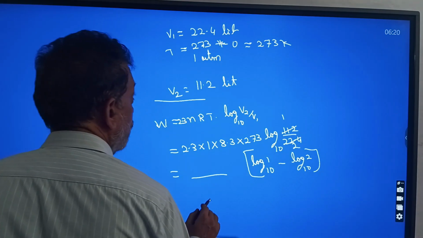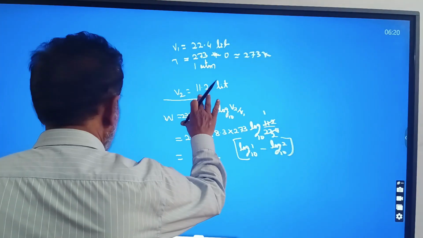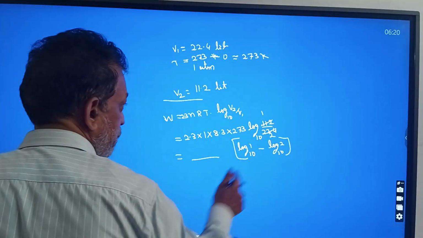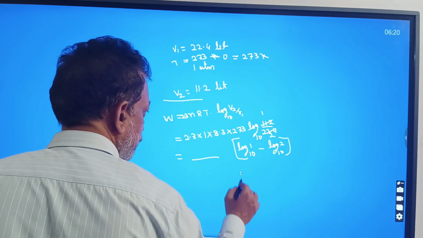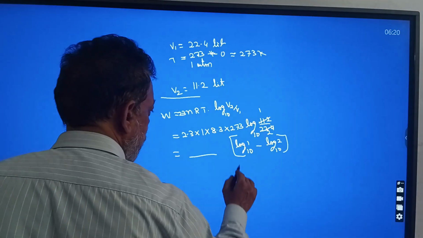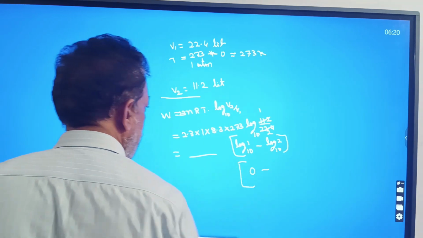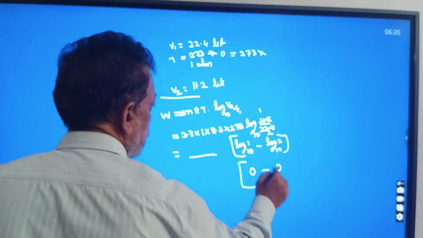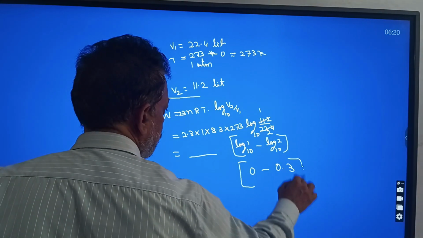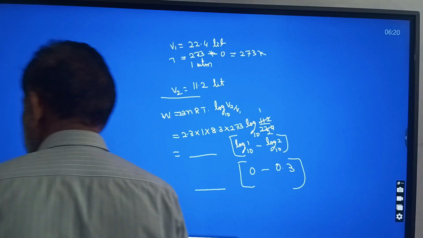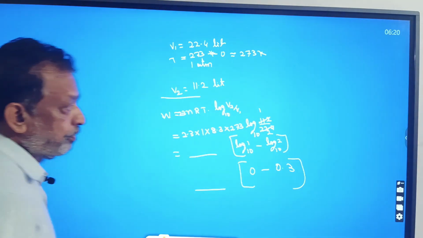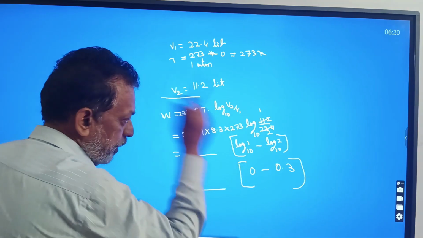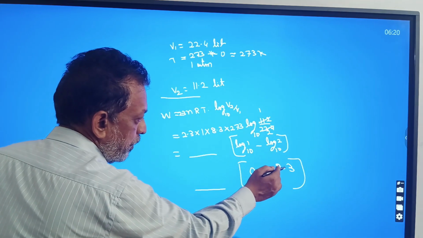All of you understanding? So the logarithm values: log 1 to the base 10 is 0. So the value is 0 minus log 2 to the base 10, which is how much? 0.3, you can take. So multiply and put this value. All of you please multiply this one. What is that? Into 0.3 is enough. One decimal point is enough.